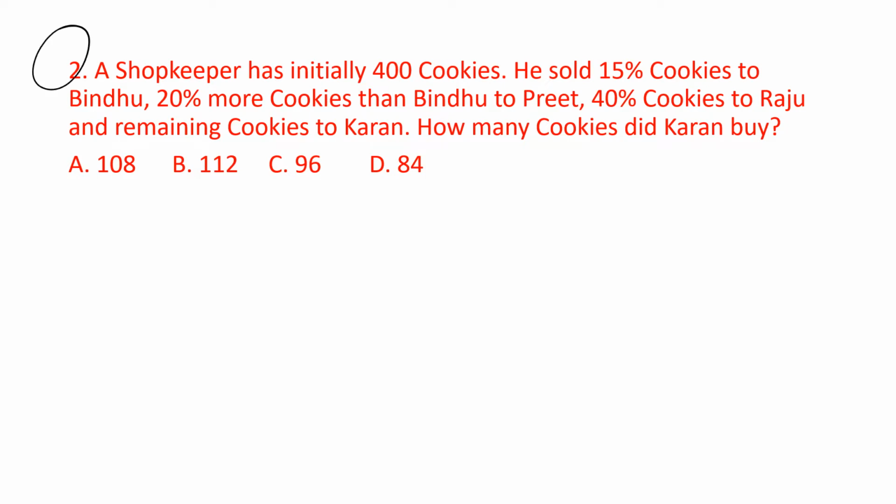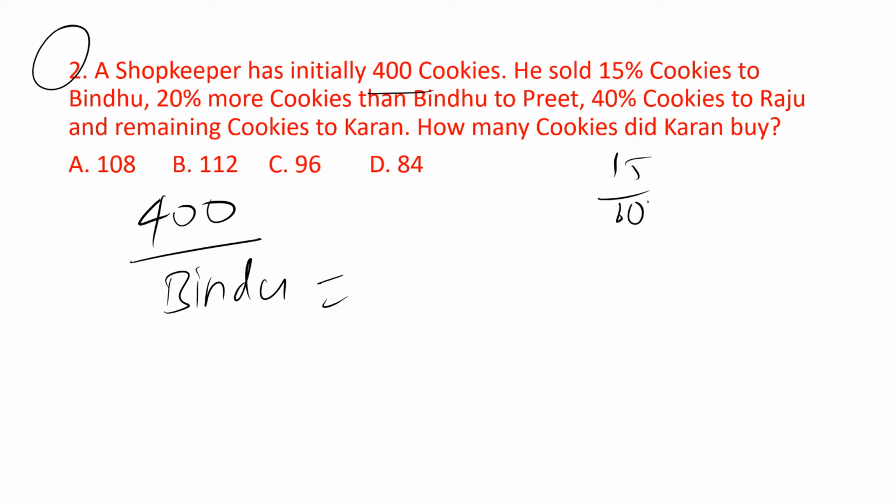Second one, we are with the second question. There was a shopkeeper. Initially he had a total of 400 cookies, and he sold 15% of the cookies to Bindu. How many cookies does Bindu have? 15% of 400. You know how to find percent. 15 by 100 into 400. Directly we get 60 cookies with Bindu, and 20% more cookies than Bindu to Preet.